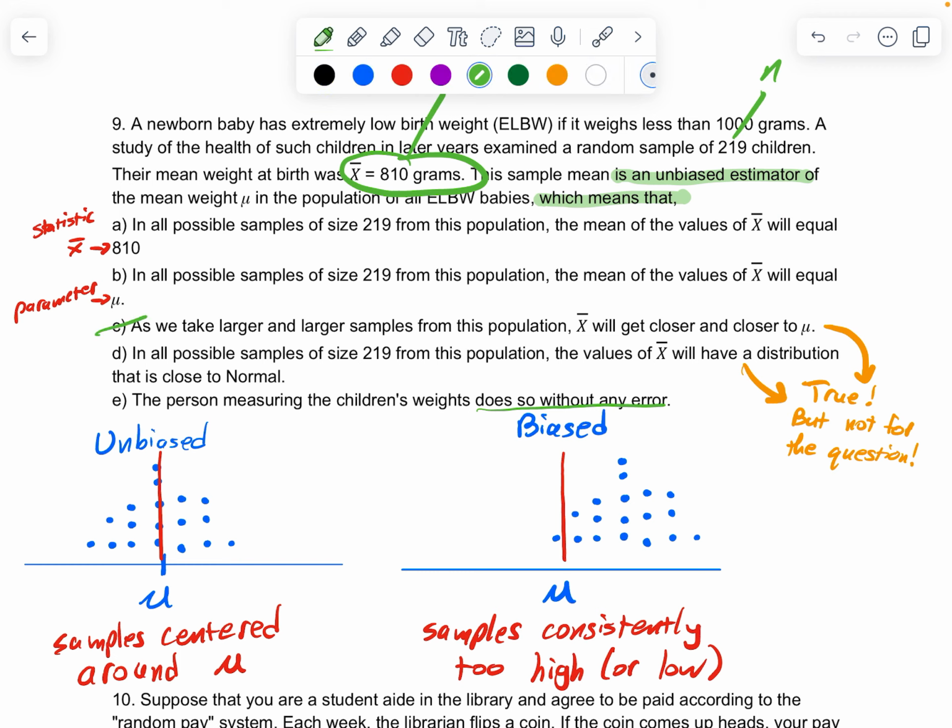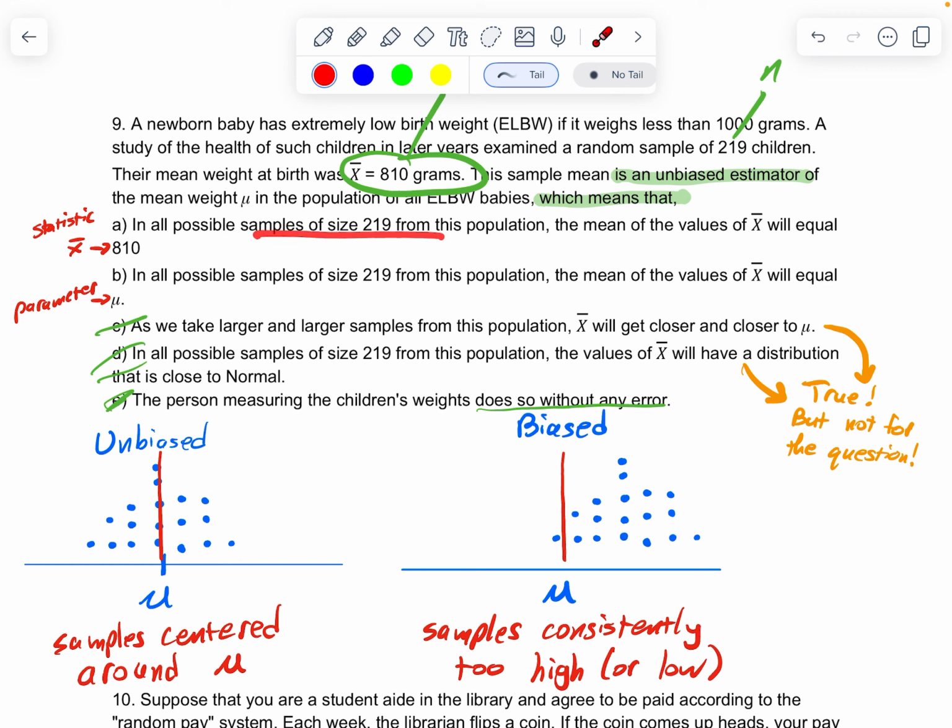Okay? Because bias is not that the person measuring it is screwing up. Okay? It's that bias is when there's undercoverage in a method. Okay? Like I talked about earlier, only asking males or only asking females. That's not what E is saying. So it's A or B.